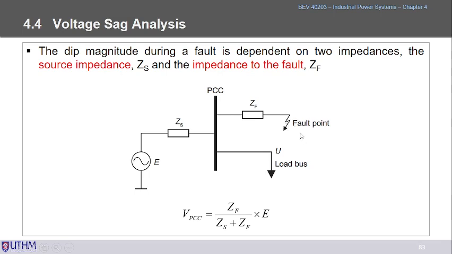You have the fault, for example, here. Then you have, of course, the impedance along the way from the PCC to the fault point here. And what we can calculate, the voltage at the PCC, is some sort of voltage divider. So we take the ZF here, divide by the total impedance, that means ZS plus ZF here, and multiply with the incoming supply voltage. Then we can estimate how much voltage is left here, and with that you can simply calculate how much is the voltage dip, how many percent it is.